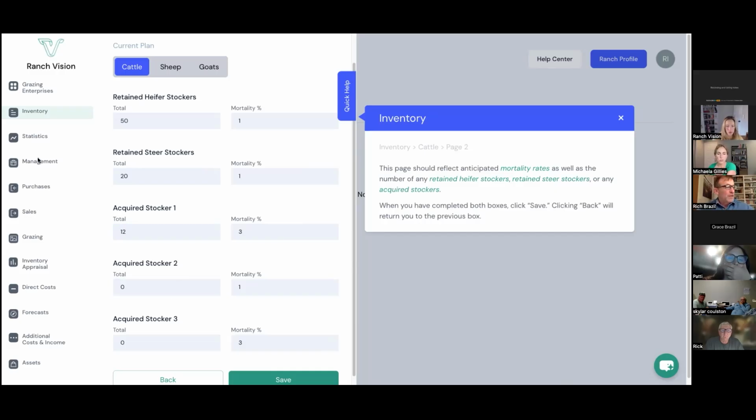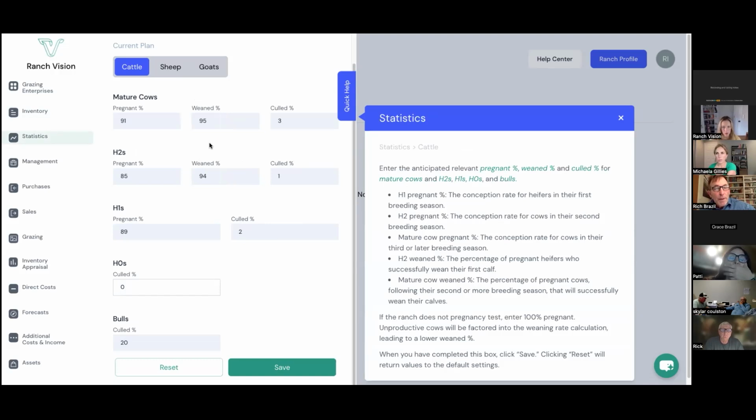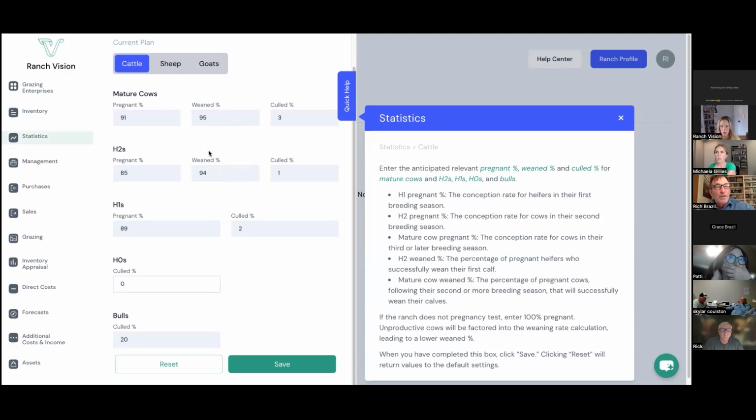The next panel is reproductive statistics. If you have a breeding herd, what are your expected conception rates, expected wean percentage, expected cull rates, and those are noted right there and defined in the quick help. And so you put those for the different classes of breeding cows, your H1s, H2s, or mature cows. You also put a cull percentage for your bulls.